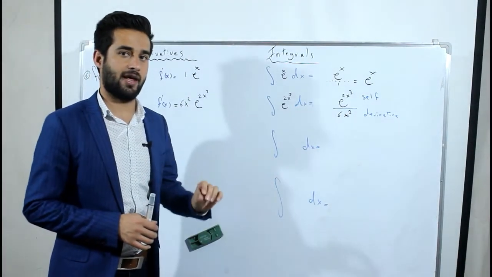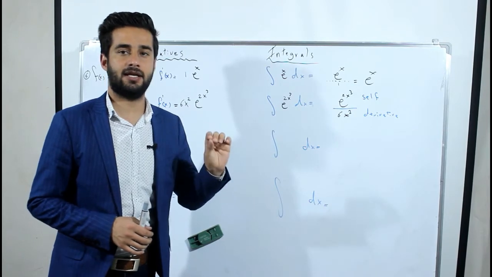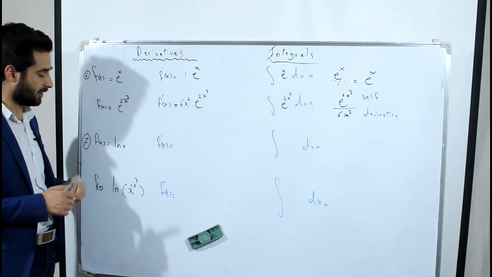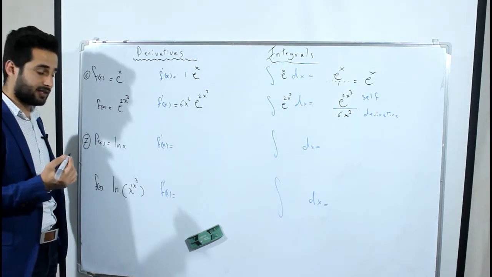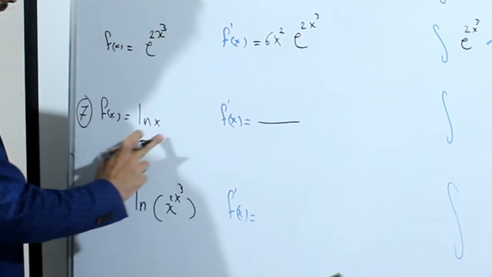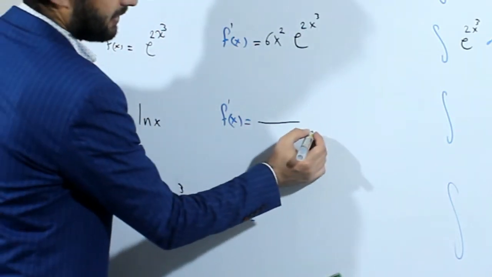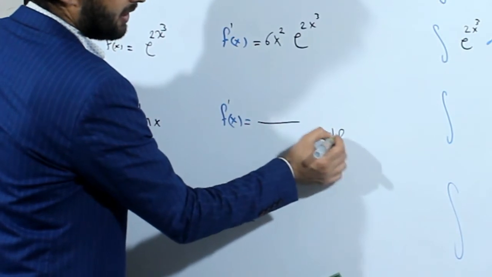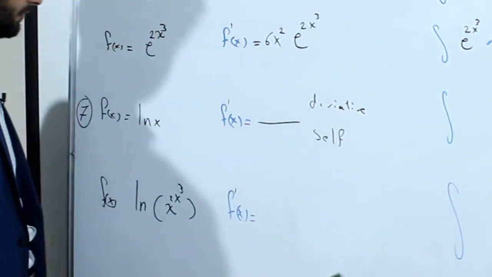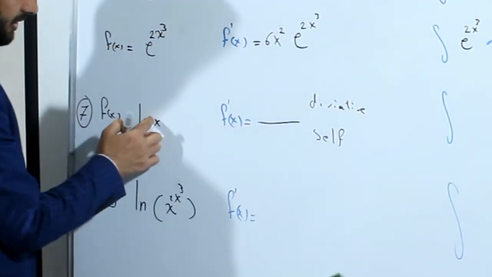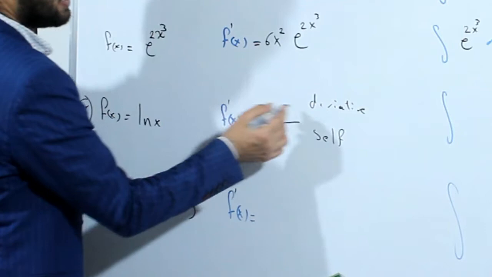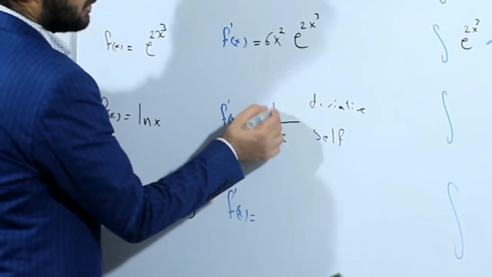Now let's jump to the second function, which is ln x. When we have the natural logarithm of x, ln x, how can we take the derivative? That's easy. We write itself in the denominator, and its derivative at the top. How? Write this x, the number written with the ln, itself, and its derivative is 1, so it's 1 over x.